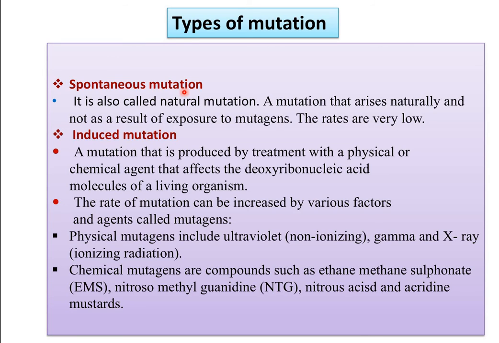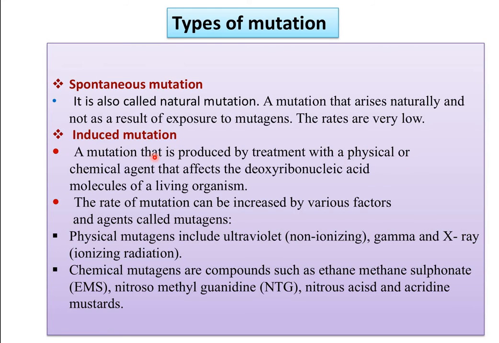If we talk about the spontaneous mutation rate in eukaryotes, it is between 10 to the power of minus 4 to 10 to the power of minus 6 per gene per generation, whereas in bacteria and phages it is 10 to the power of minus 5 to 10 to the power of minus 7 per gene per generation.